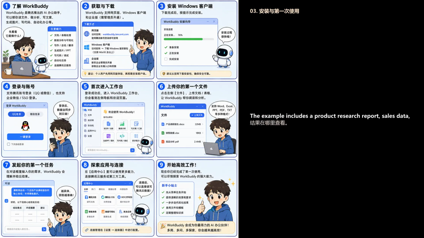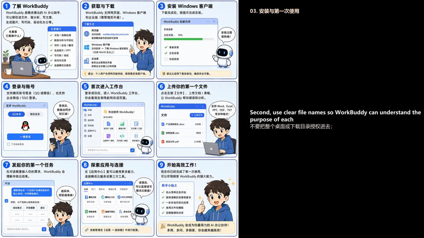The sixth step is uploading the first file. The example includes a product research report, sales data, and a competitor analysis PDF. Pay attention to 2 points when uploading files. First, upload task-related copies whenever possible. Do not authorize the whole desktop or download folder. Second, use clear file names so WorkBuddy can understand the purpose of each material.